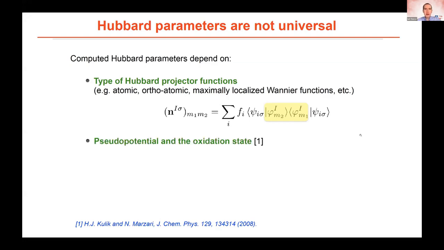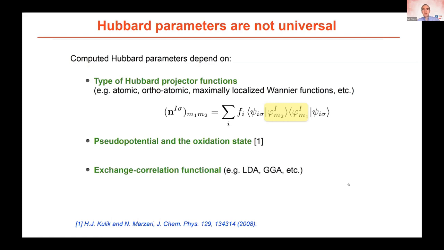Also, Hubbard parameters depend on pseudopotentials and the oxidation state. I invite you to check this reference at the bottom by Kulik and Marzari. So in the appendix of this paper, they show that you can generate pseudopotentials, let's say for iron, in different oxidation states. And then if you use these different pseudopotentials with linear response theory, you will obtain different values of Hubbard U parameters. But then if you use these different Hubbard U parameters with respective pseudopotentials consistently, you will actually obtain results which are very similar.